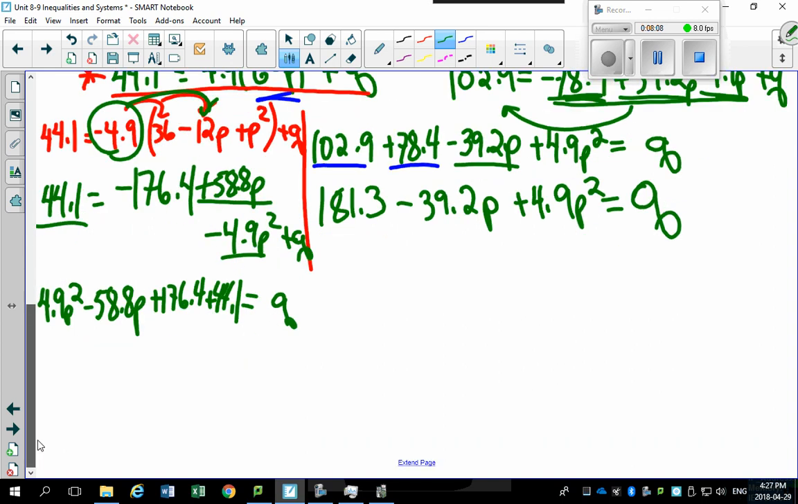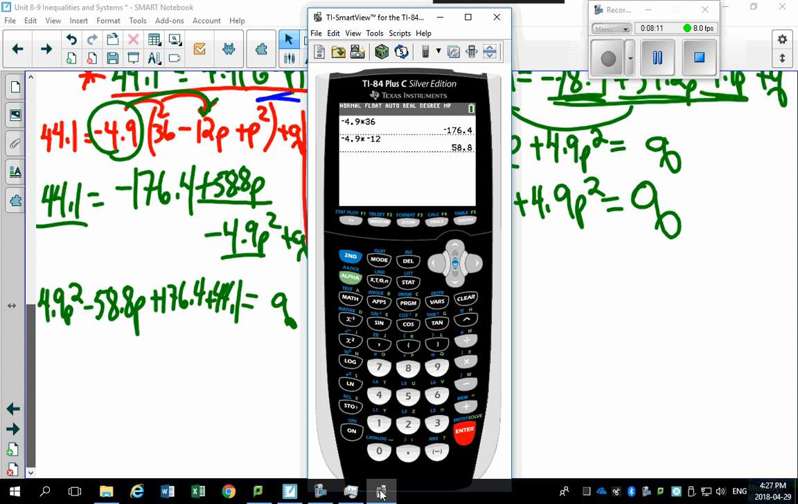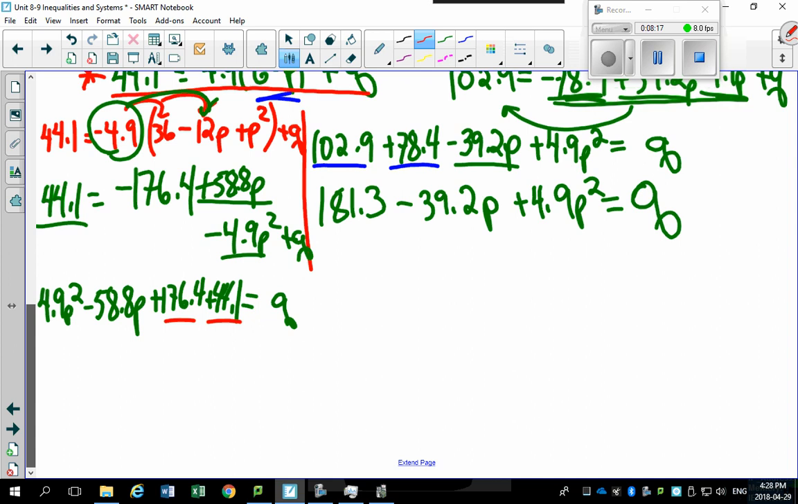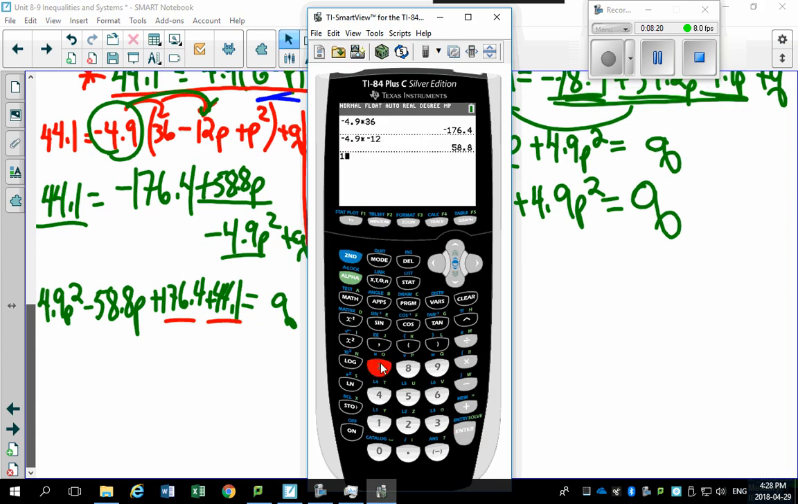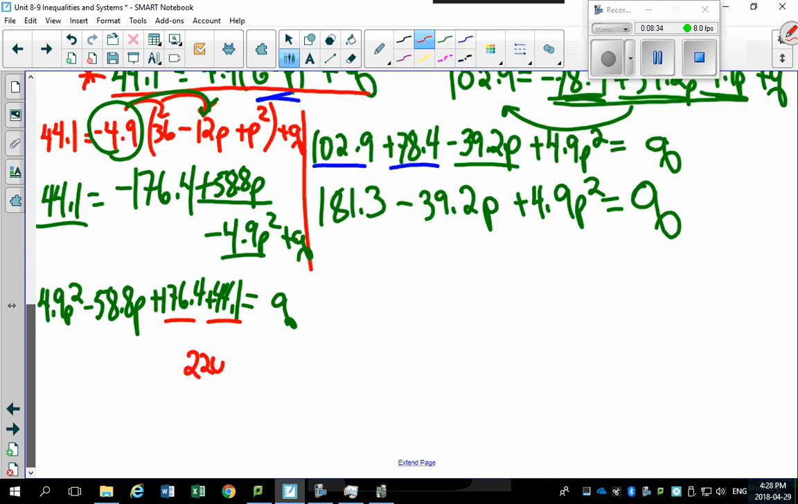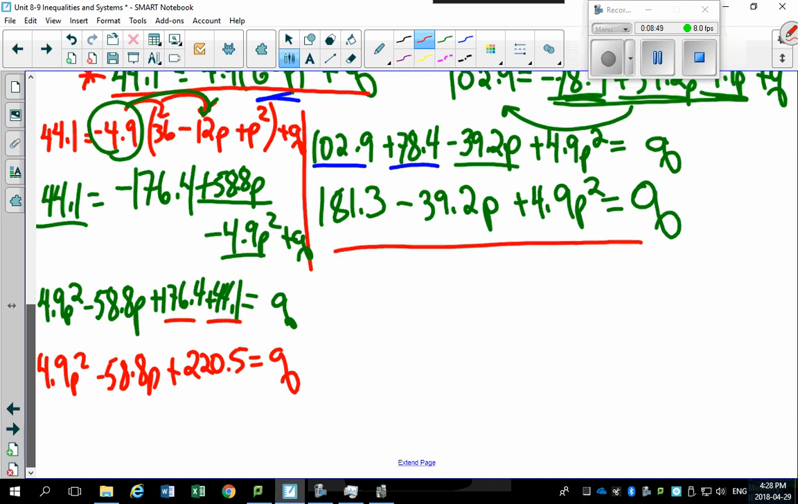Now, combine like terms, okay? Bring the calculator up because I don't want to make a mistake. Now, combine the two terms, which is this one and this one. All right, here we go. 176.4 plus 44.1 equals, I got 220.5. That becomes 220.5. That equals Q. This is 4.9p squared minus 58.8p plus 220.5. There's your two equations. That one and this one.